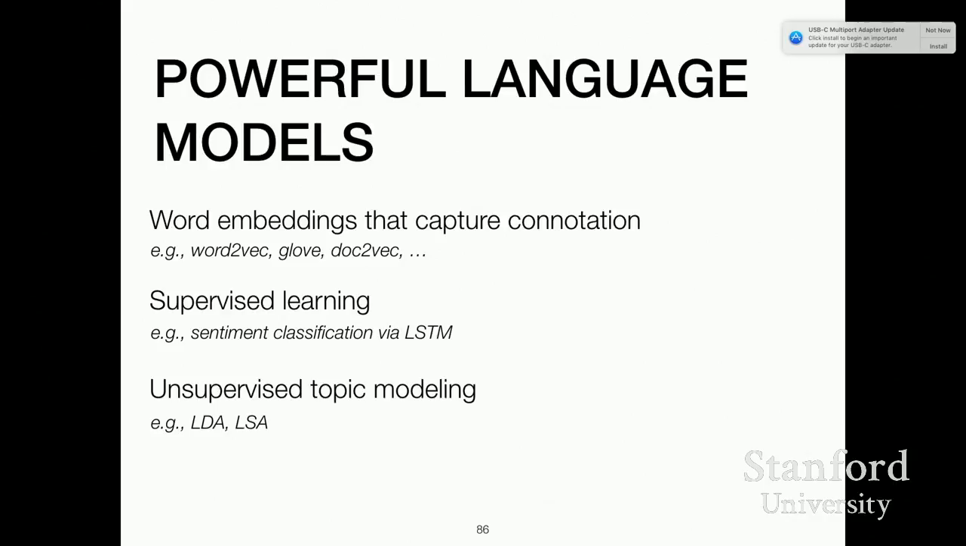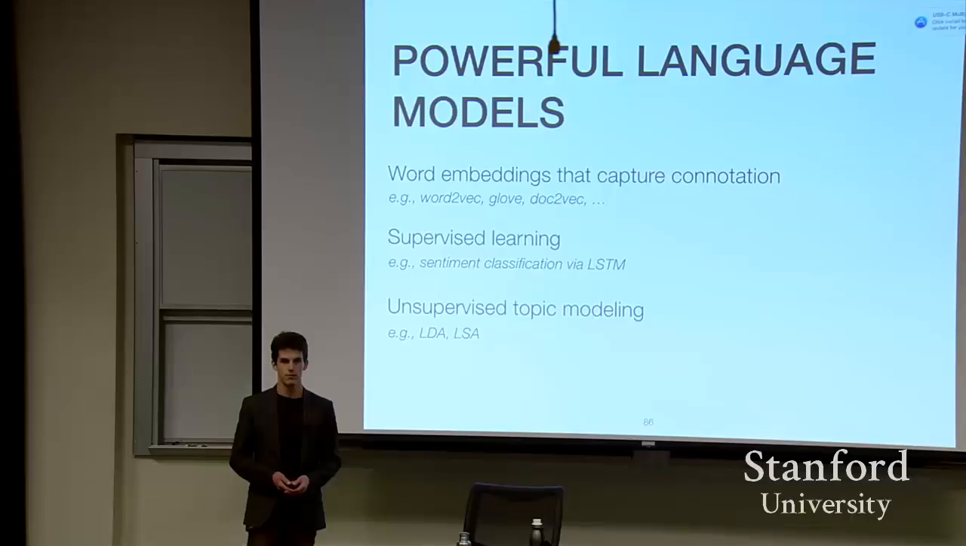So as I've kind of just been talking about, today we have all of these really powerful language models. We have these word embeddings that give you this really rich idea of connotation. We have these great supervised learning models, things like convolutional neural networks, recurrent neural networks. We have this great unsupervised topic modeling.